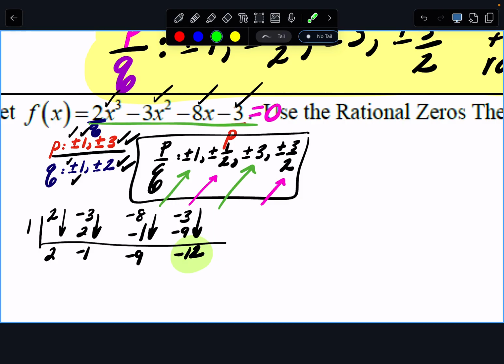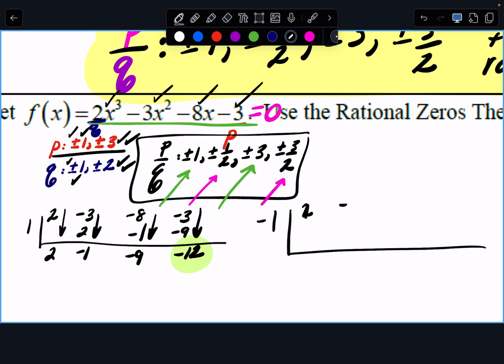Okay, well, let's move on. I don't know, negative 1. You literally are just guessing here. Like, which ones do you want to test next? I guess I'll try negative 1. All right, coefficients 2, negative 3, negative 8, negative 3. Check back in with me once you do synthetic division.